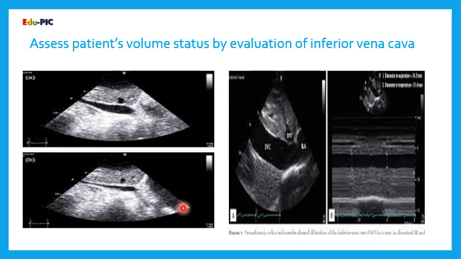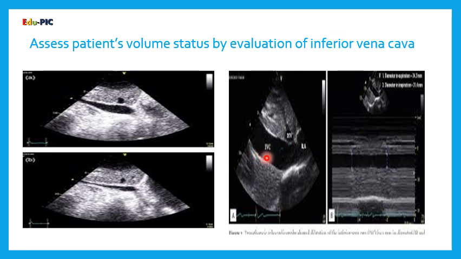Then moving to assessment of the volume status. From the subcostal view at 12 o'clock, we can assess the IVC. So this is considered an average size of the IVC. If it's too collapsed, too thin, that means that the patient is hypovolemic.